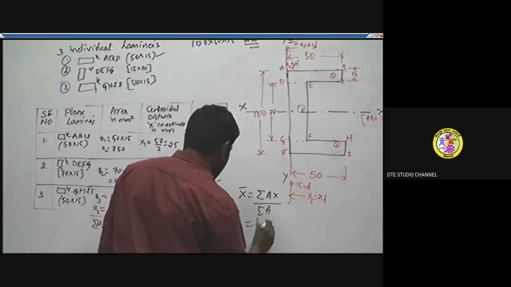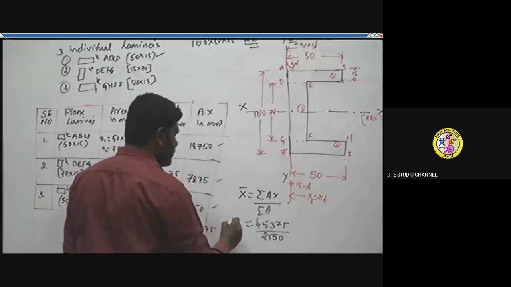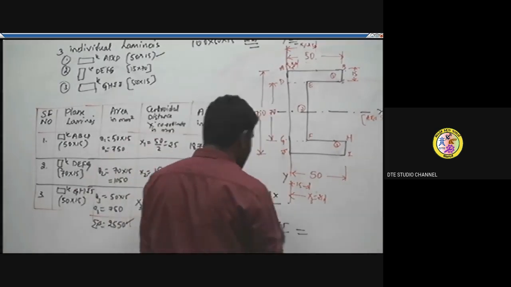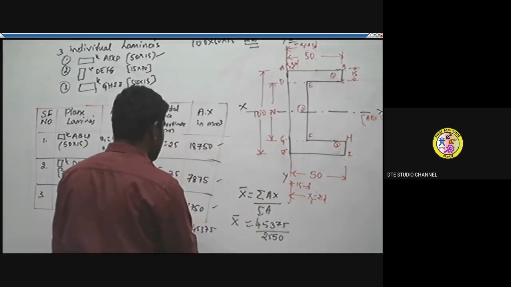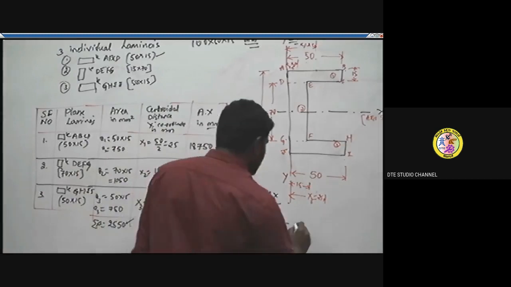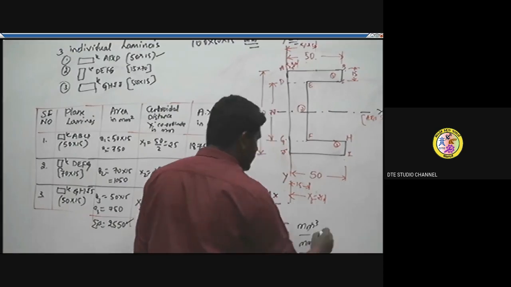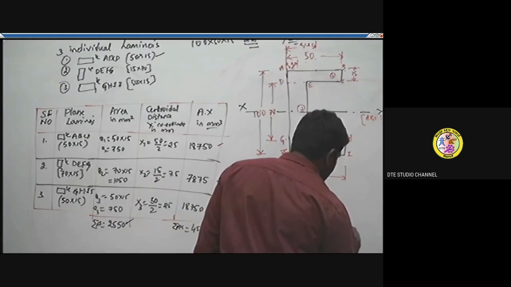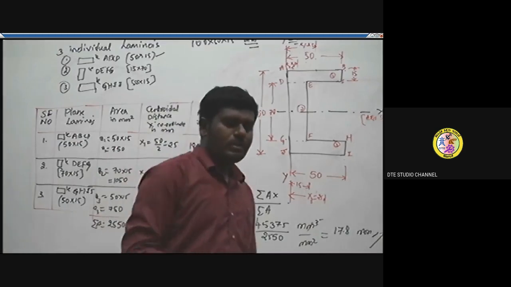So 45,375 upon the total area, which is 2550. After simplifying this, we get an x coordinate value of 17.8 mm. Going to the units, the product of area into x coordinate is in mm cube, and the area is in mm square. Upon cancelling, we get 17.8 mm as the remaining part. So this is the centroidal distance for this given channel section lamina of given cross sections.